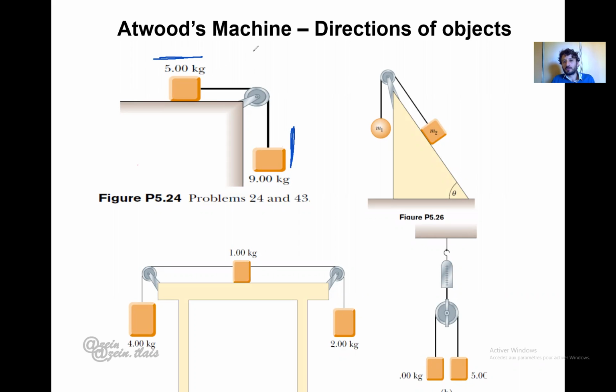Here, to precise the direction, the positive and the negative for each one, first of all, I have to precise the line of motion. Let's say here we have clockwise motion. I mean, the system will move to the right. M1 will move to the right. In this case, M2 will move down. So this direction will be positive for each one.